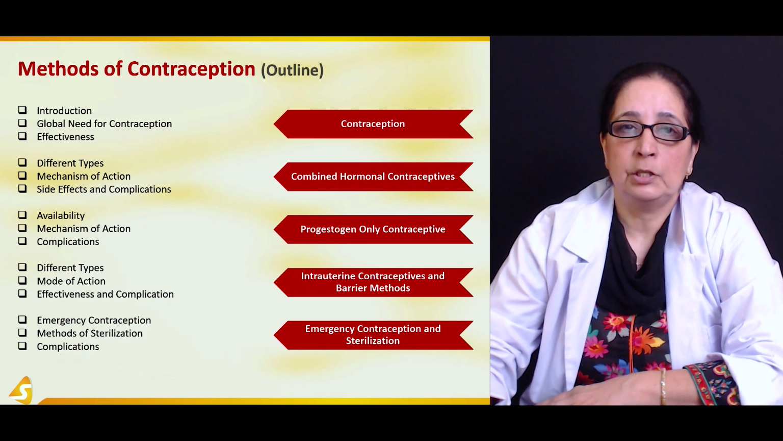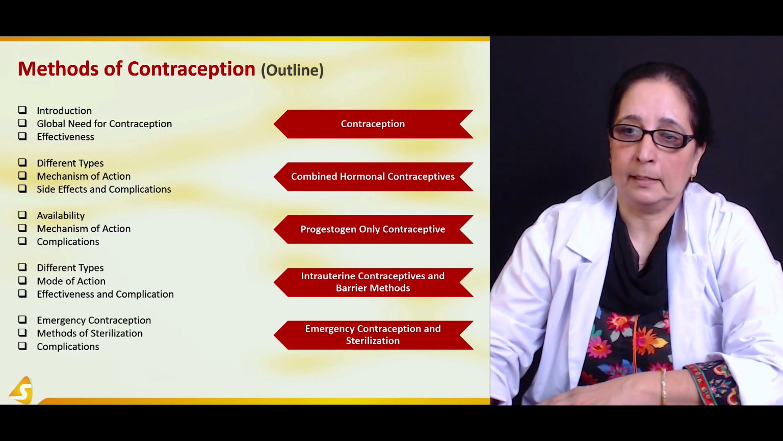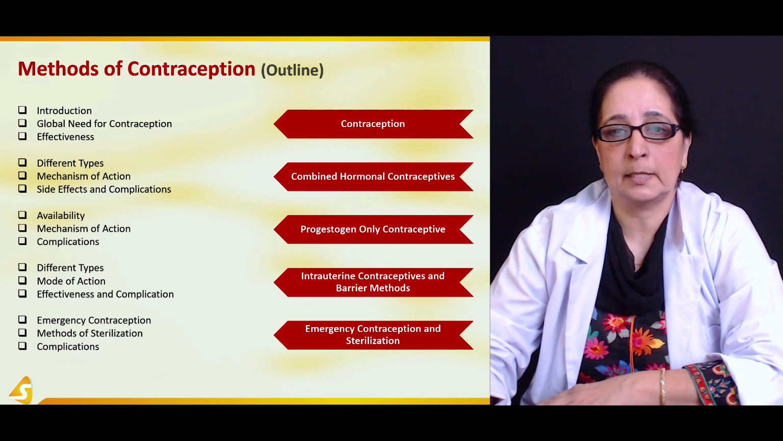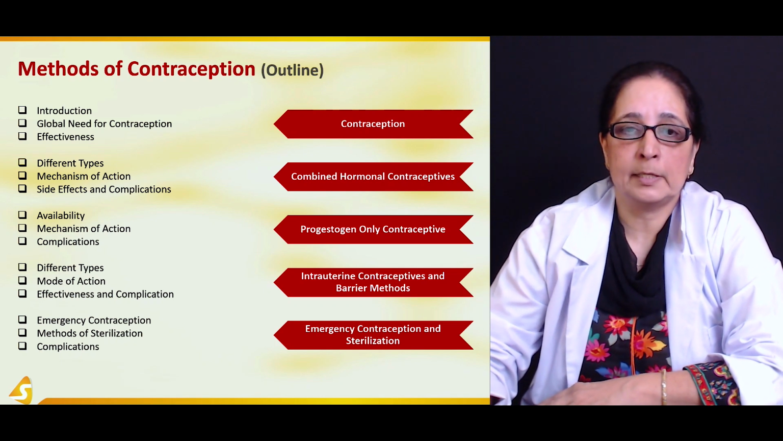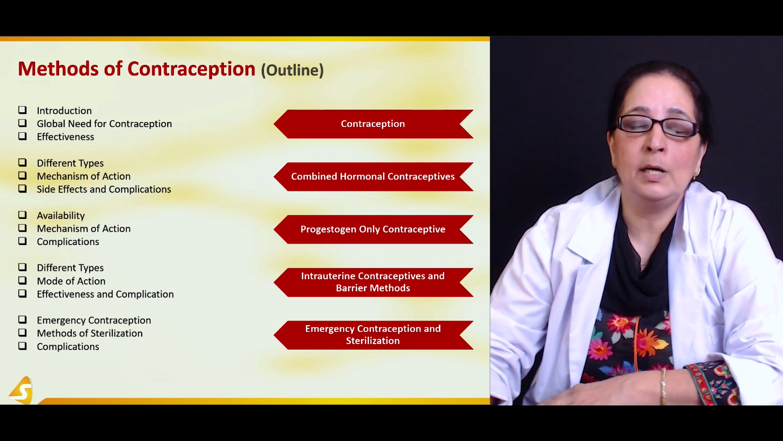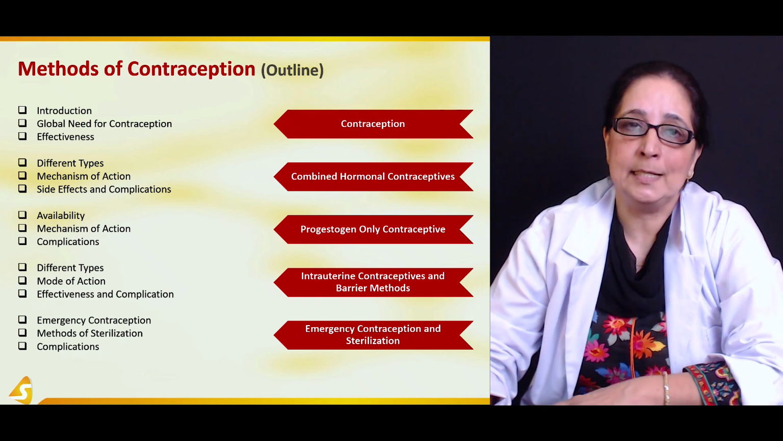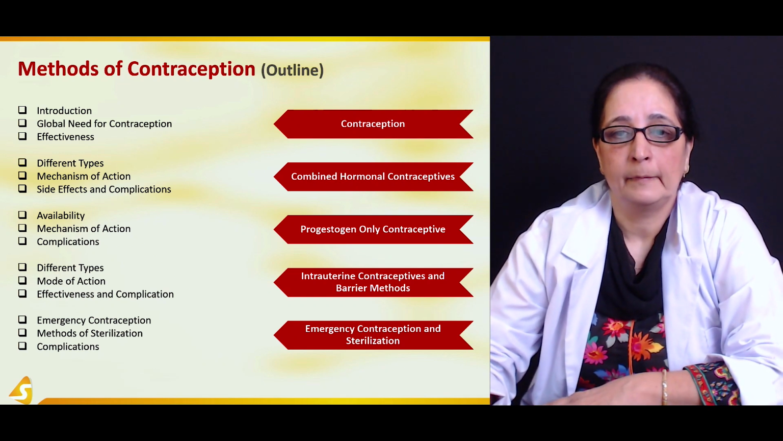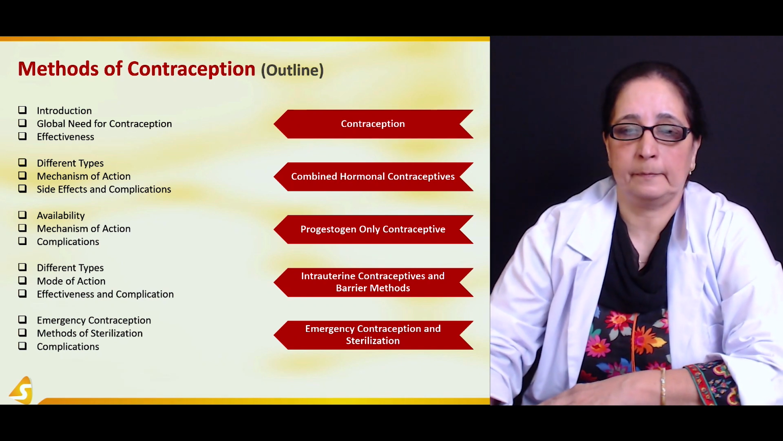In the first section we will cover what contraception is, why we need contraception, what the global need for contraception is, and what the unmet need for contraception is. And then we will talk about the effectiveness of contraception and the different methods of contraception.